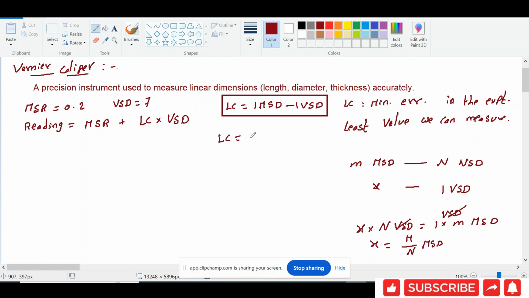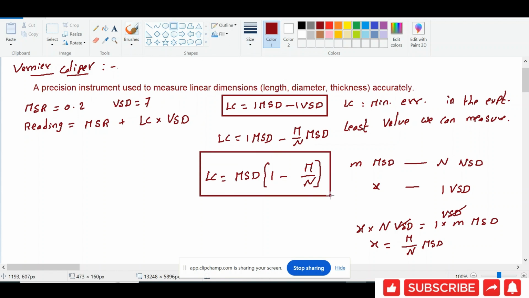So least count, one more formula: 1 main scale division minus m by n main scale divisions. So MSD you take common. Least count is equal to main scale division into 1 minus m by n, where m is the number of main scale divisions and n is the number of Vernier scale divisions that coincide in the given data. So this value will be given to you. First step, you find out the least count, that is the minimum error and the least value you can measure. Then put it here, then you will get the exact reading.